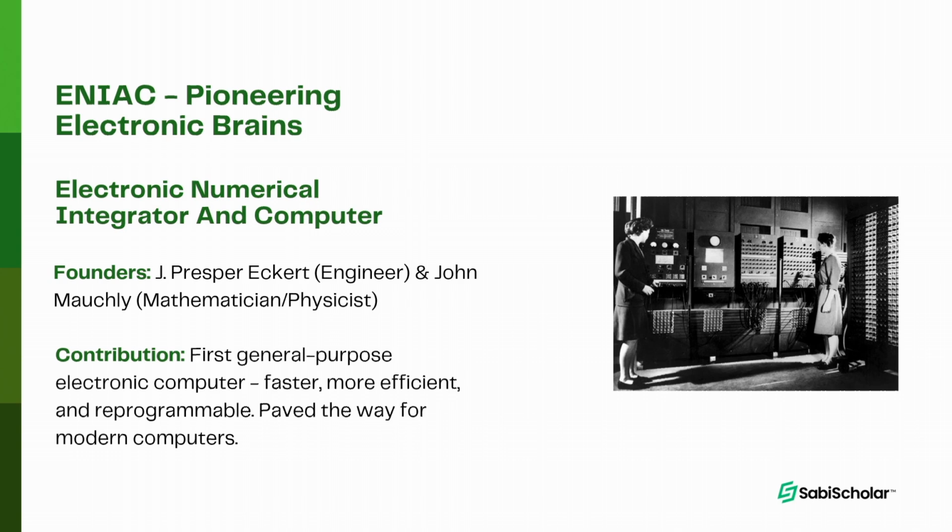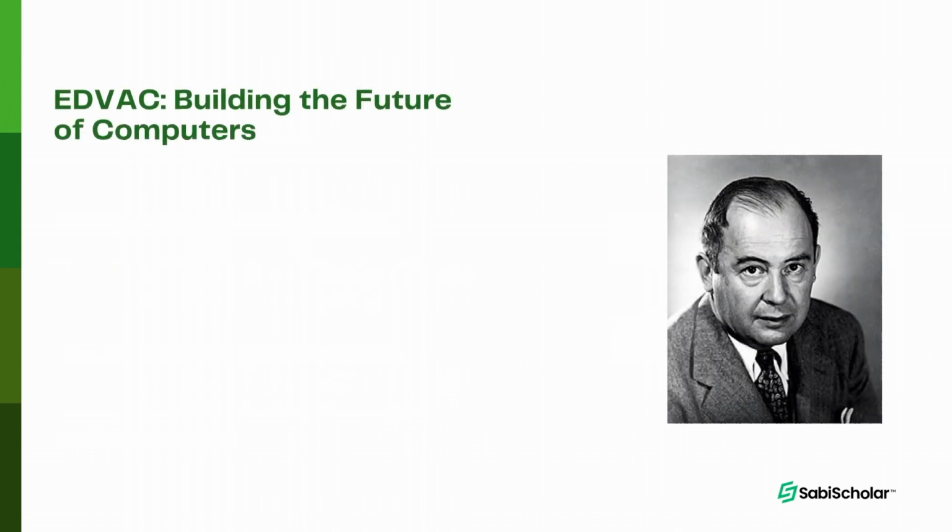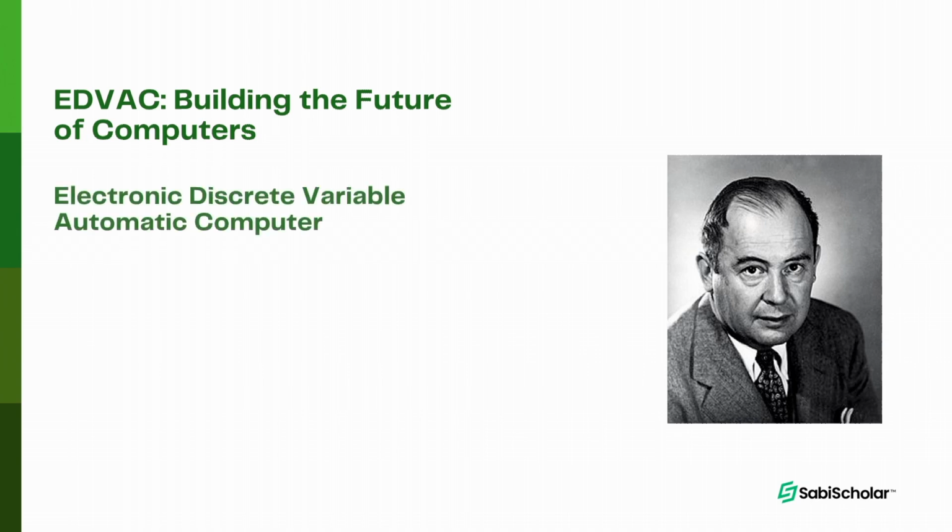Next device we're going to be looking at is EDVAC. And the EDVAC was the device that was used for building the future of computers. So you may ask, what's the meaning of EDVAC? You have all these new computers and then their weird names. The full meaning of EDVAC is Electronic Discrete Variable Automatic Computer. That's the name. Very long, we know, but we have to go by it.